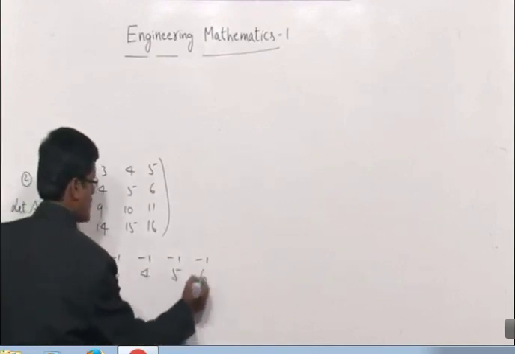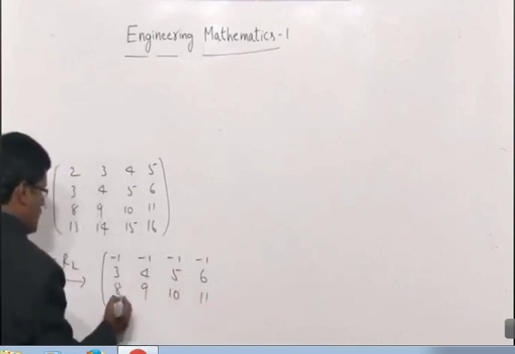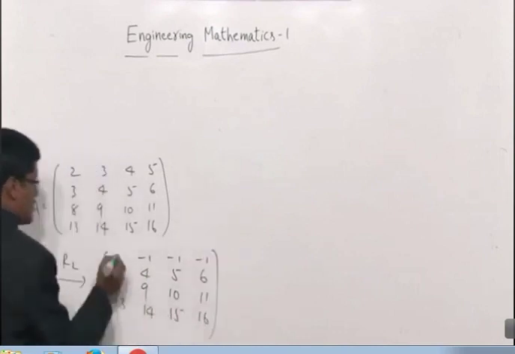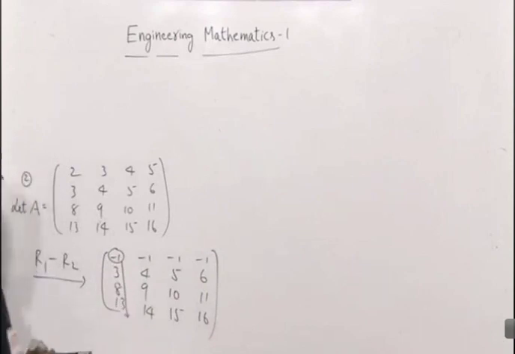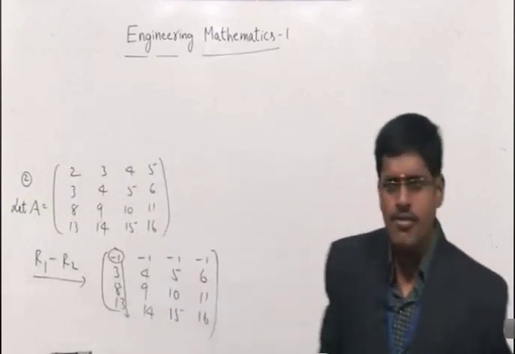3, 4, 5, 6, 8, 9, 10, 11, 13, 14, 15, 16. Now start the circle. The first non-zero element is in the first row. Make its exact lower elements zeros. That is, the arrow indicates the exact lower elements. Why? Because finally we reduce the elements below to 0. That is called row echelon form.